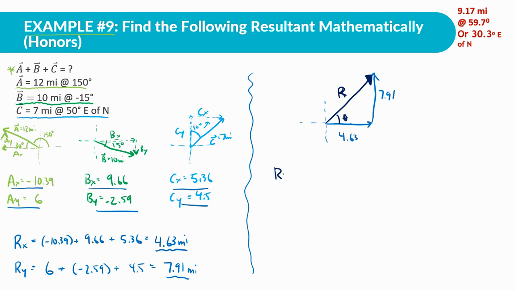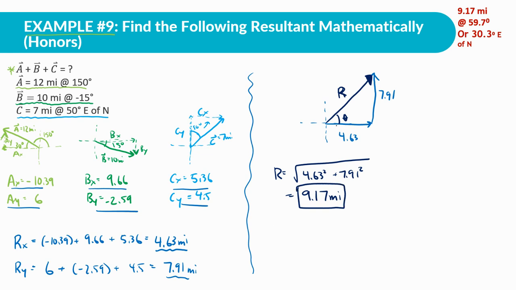The resultant vector is just Pythagorean theorem here. So I'm doing the square root of 4.63 squared plus 7.91 squared. Let me put that into my calculator. 4.63 squared plus 7.91 squared, square root of that, and we get 9.17 miles.